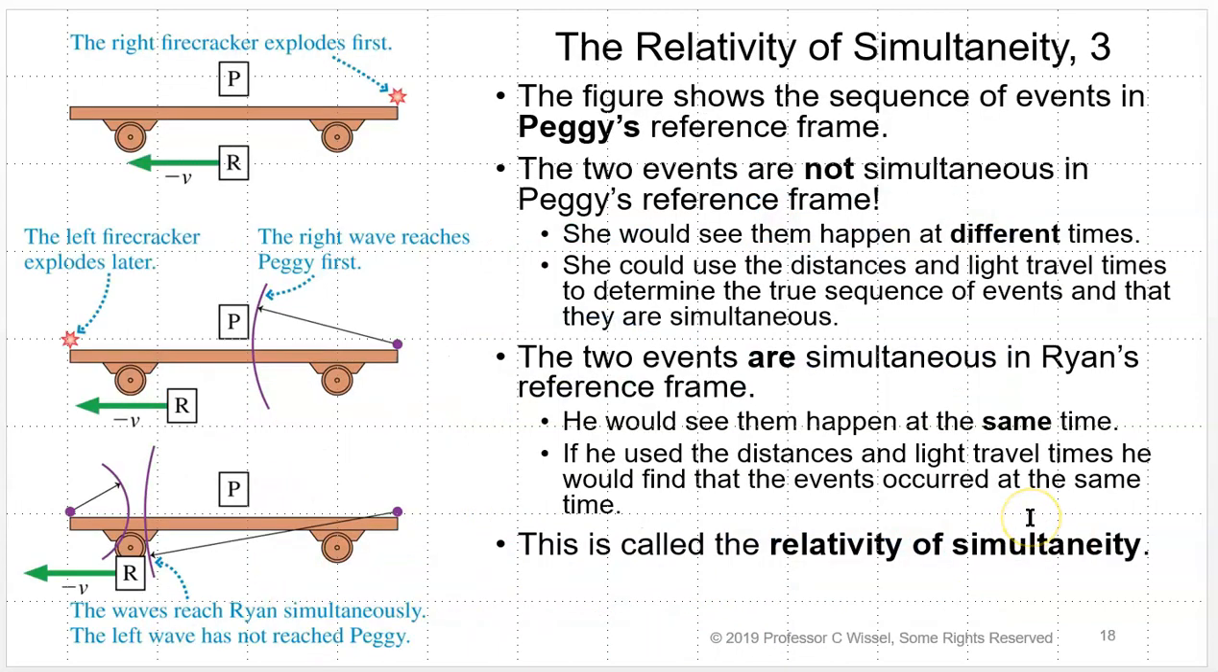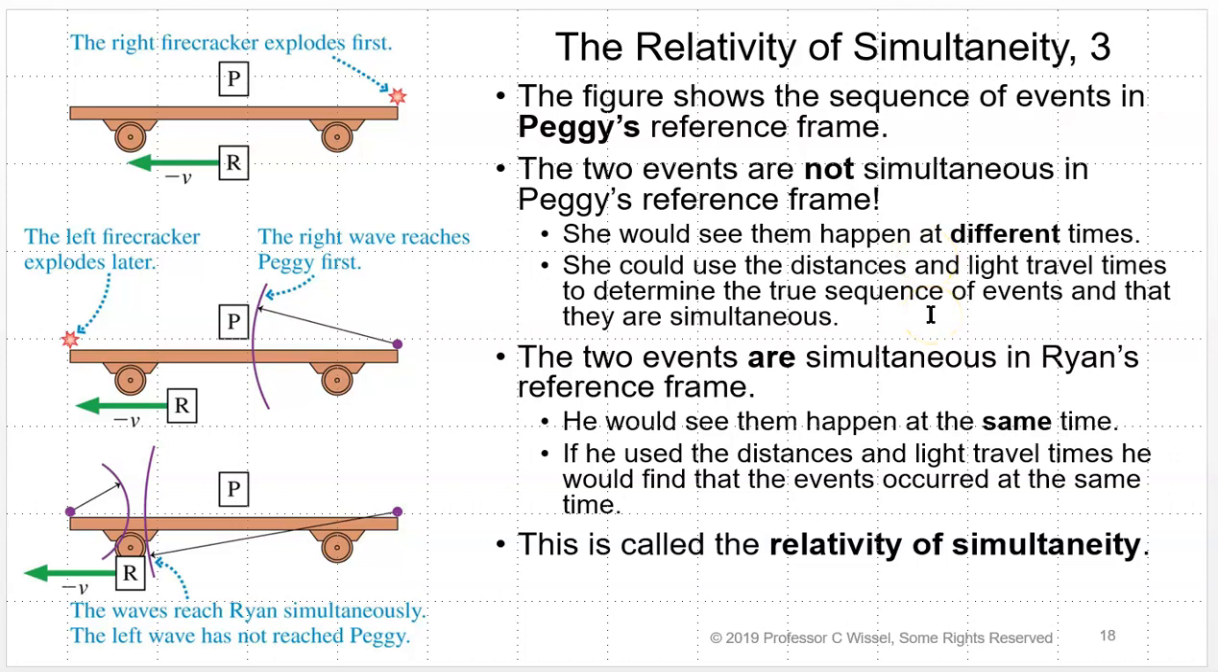So here's what Peggy sees. To her, the right-hand firecracker occurs first because she's traveling into this wavefront. So she's effectively shortened this distance here. She's going to see this one occur first. She has not yet seen this one. The sequence of events in Peggy's reference frame is here. The 2 events are not simultaneous in Peggy's reference frame. She would see them happen at different times.